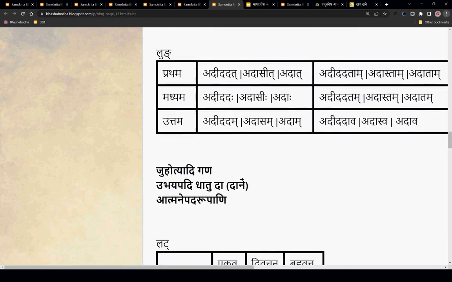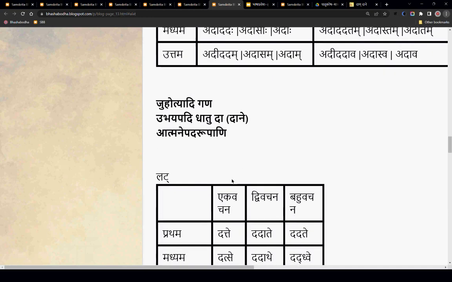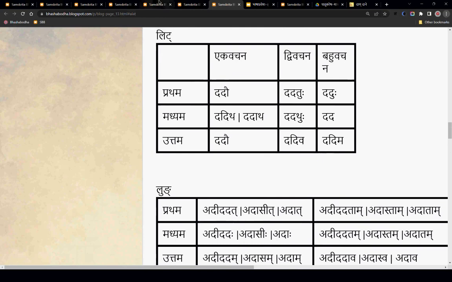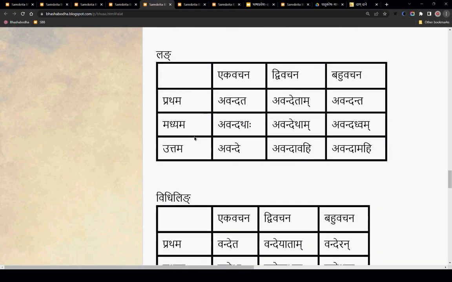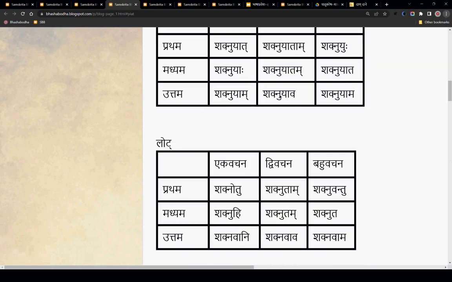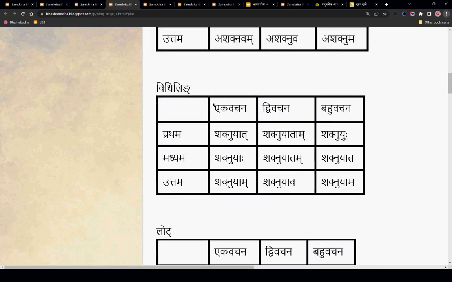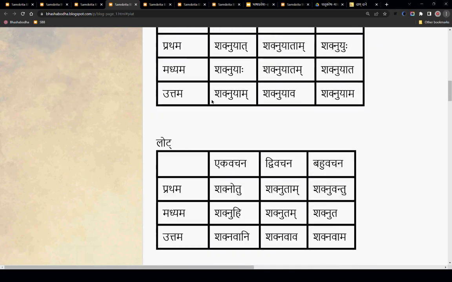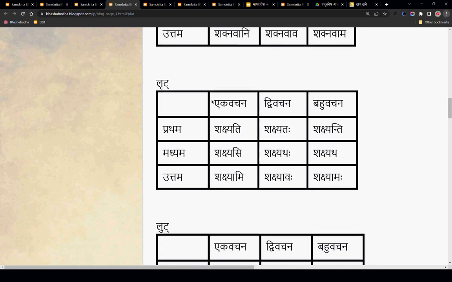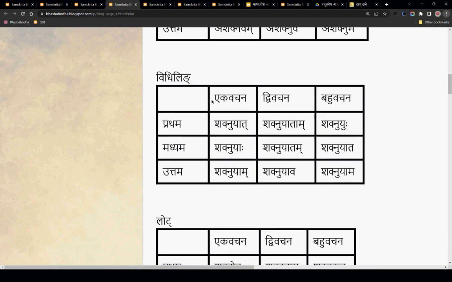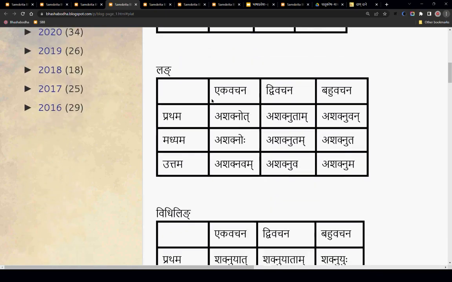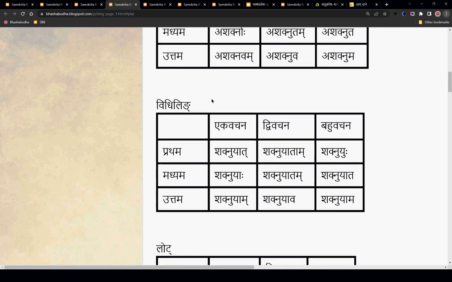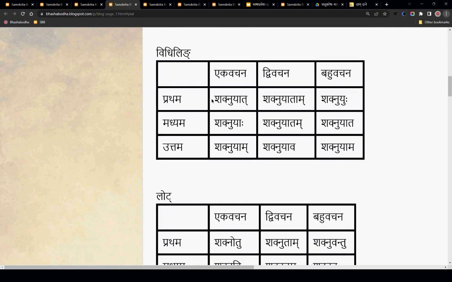So that doubling happens in only a few cases, a few lakaras. Similarly, the vikarana pratyaya is coming only in some cases here, okay? In some lakaras. Which lakaras? Which is clear here: lat, lang, lot, vidhiling. These four lakaras, you can consider them as one kind of group.